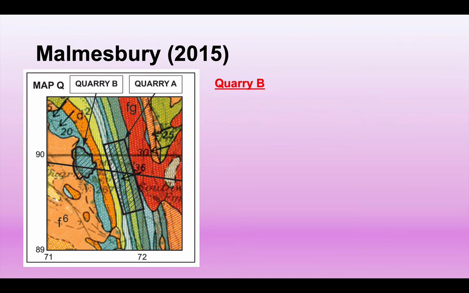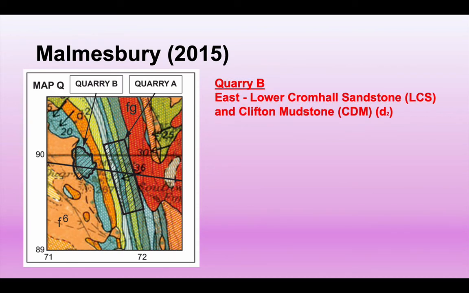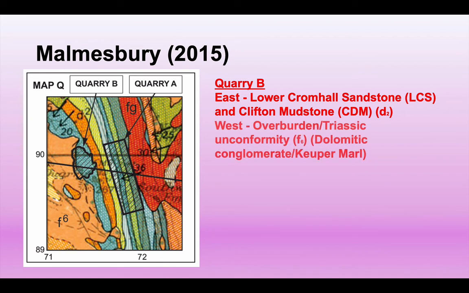For Quarry B, to the east, again we've got rocks of no value, sandstones and mudstones. To the west, we have an unconformity of the Triassic, as that eroded away the limestone that we're really interested in, and there's again rocks of not much economic value. Those are going to be the main limitations.